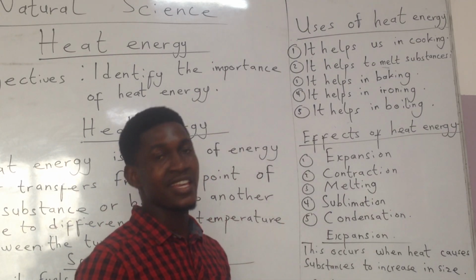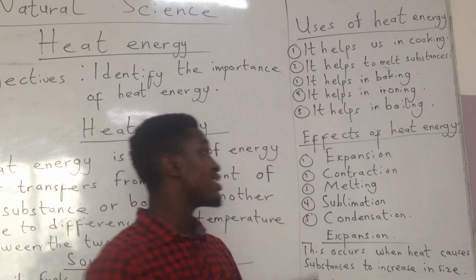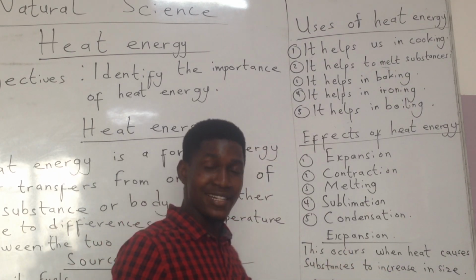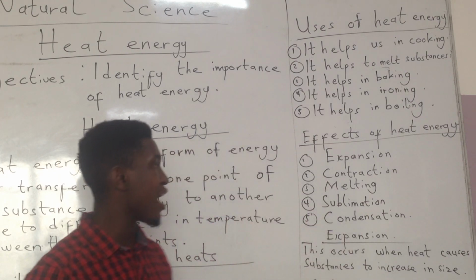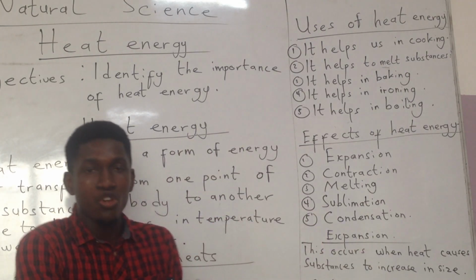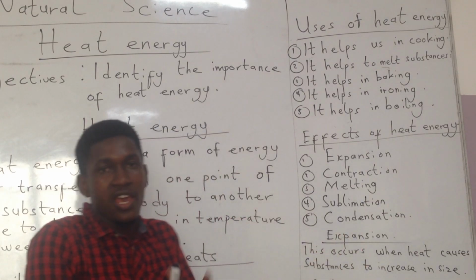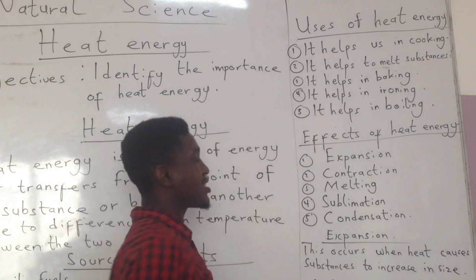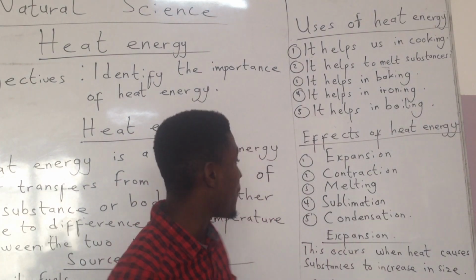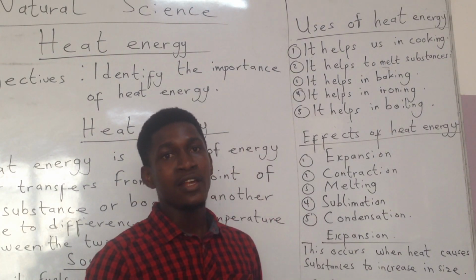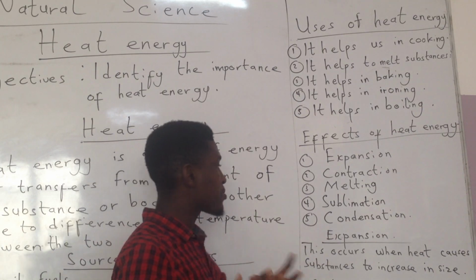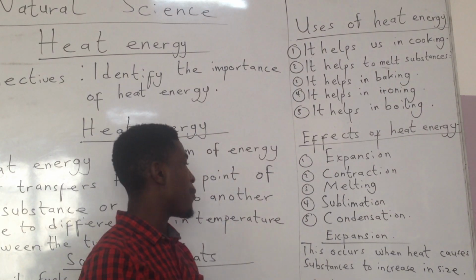There are some effects of heat energy. One, expansion. Whenever heat energy occurs, it causes expansion. Okay, the substance can expand. The next one, contraction. The substance can contract, can become smaller, can squeeze itself. The next one, melting. The substance can melt when we apply heat. Sublimation. The substance can sublime whenever we apply heat. The next one, condensation. The substance can condense whenever we apply heat.